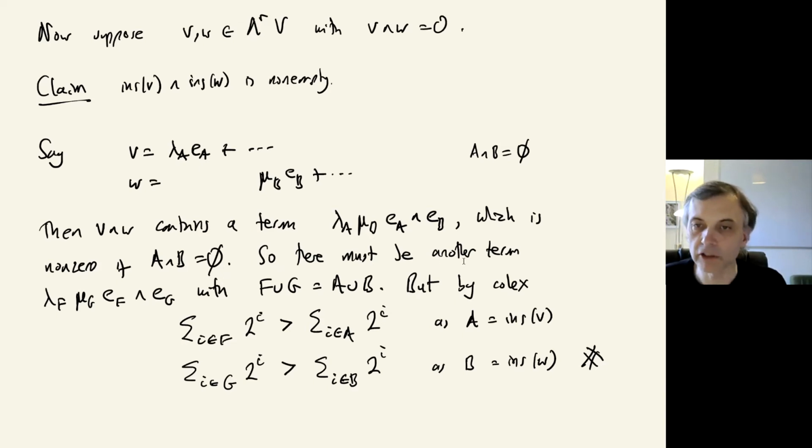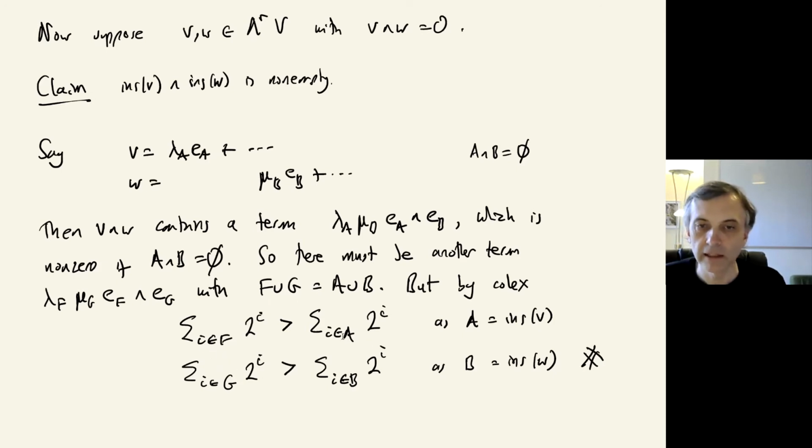Okay, so there must be some other term, since if the wedge is going to be 0, there must be something else that gives us a multiple of E_A wedge E_B, which is A union B, remember. Okay, so there must be some F and G with F union G equal to A union B, so we have to get it from somewhere else, with non-zero coefficients. Okay, but F has to occur at least as late as A in the colex order, and G has to occur at least as late as B in the colex order. And we can check that's impossible. We can't get the same union again.